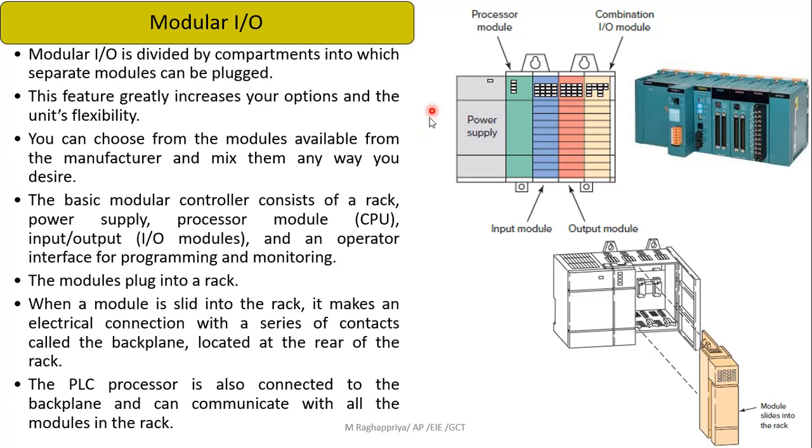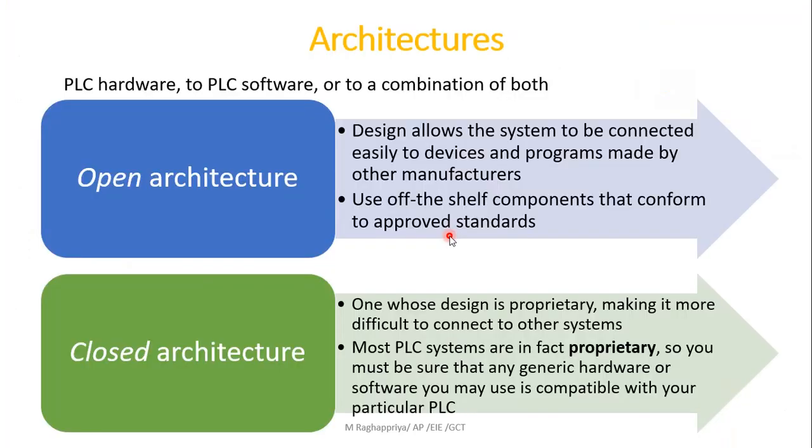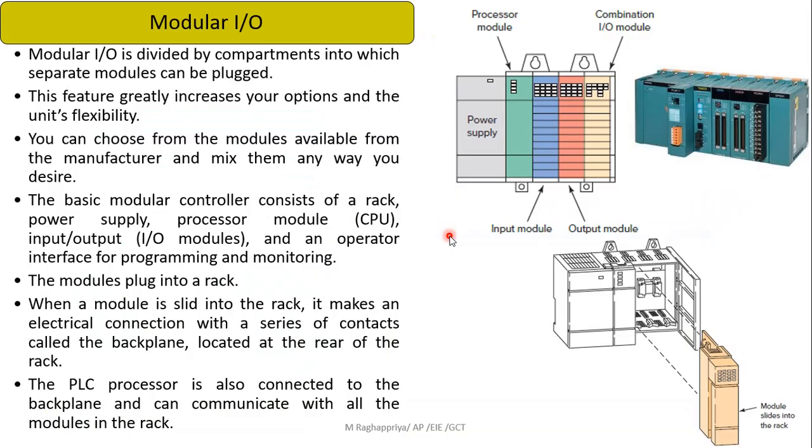Whereas modular IO is not like this. You have different modules which can be inserted into the rack according to the user needs. Now, with this the parts of PLC is over. If you remember, we have discussed the 4 important parts: power supply, programming device, input and output modules, and processor, CPU. And in input and output we discussed 2 types, fixed and modular.